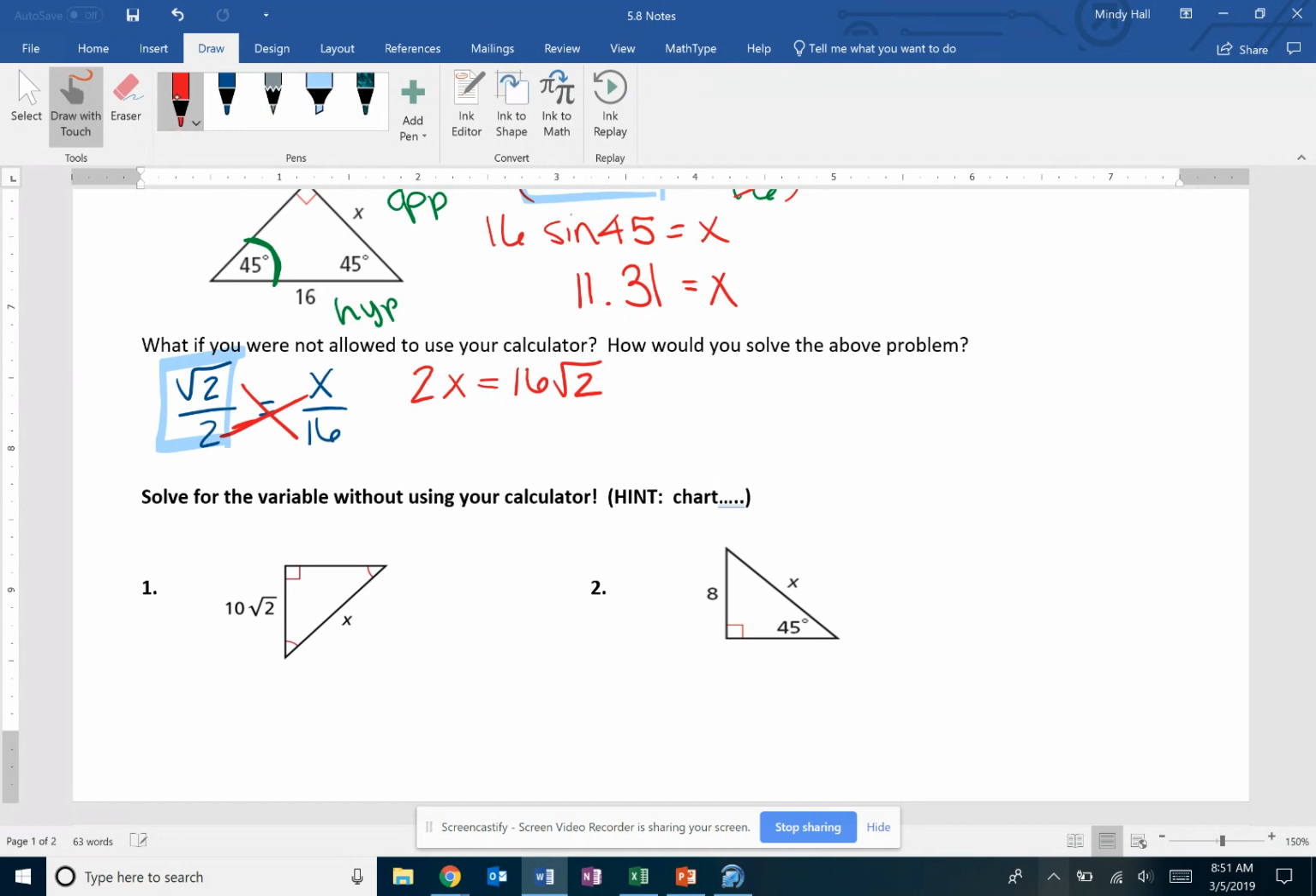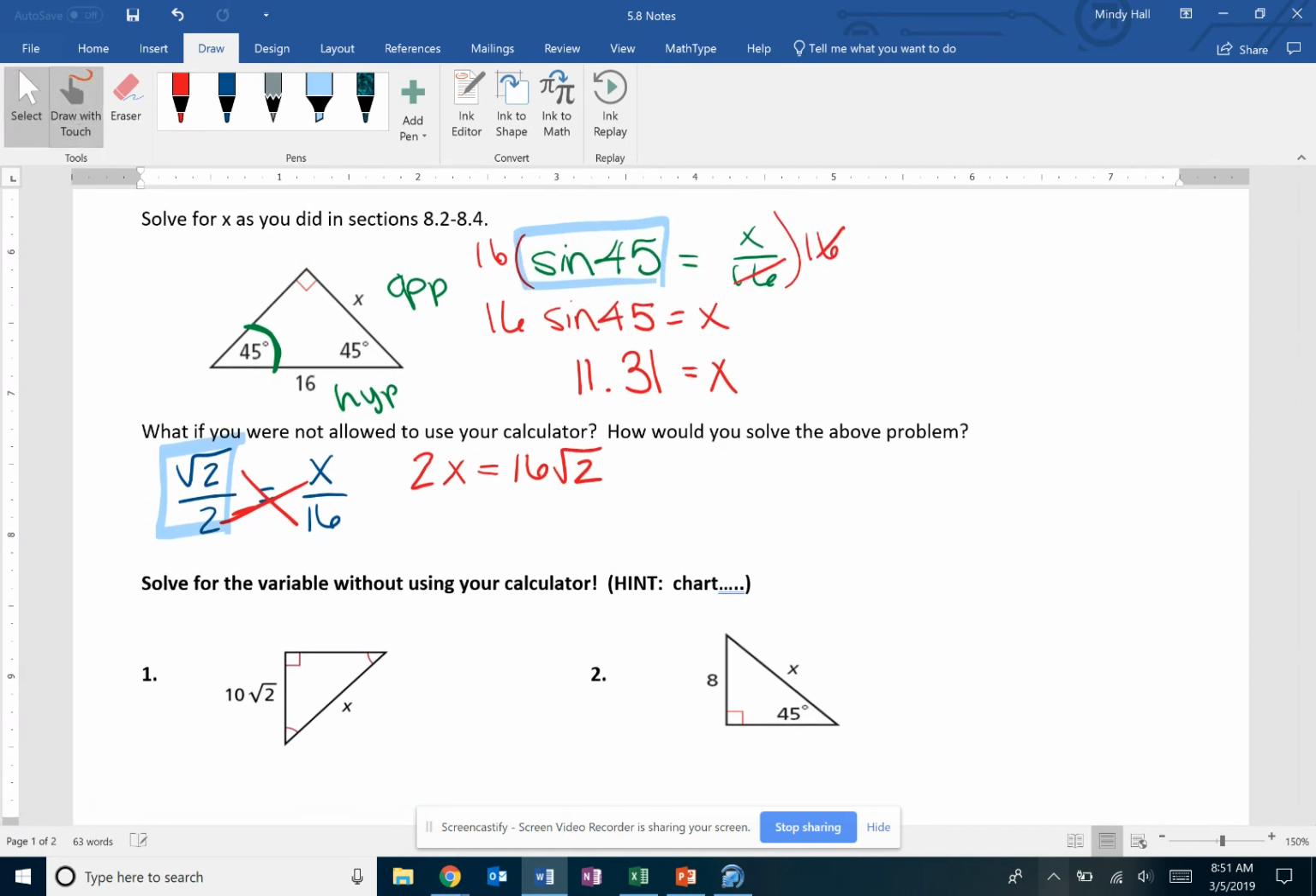So then to solve this, we're still trying to solve for x just like we were above, but instead of multiplying by 16 and grabbing the calculator, now I'm just going to divide by 2. I didn't have my calculator handy to do sine of 45, but I can do this without a calculator. 16 divided by 2 is 8 square root of 2. And then I have my value for x.